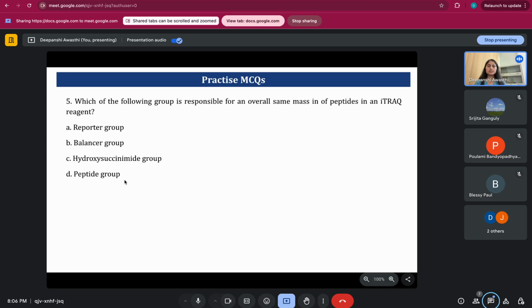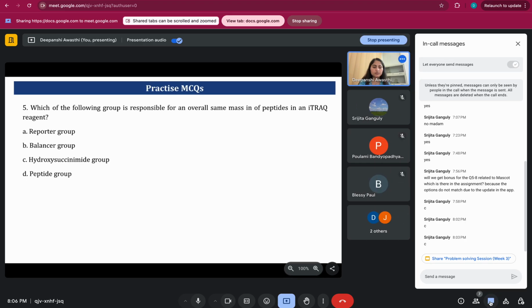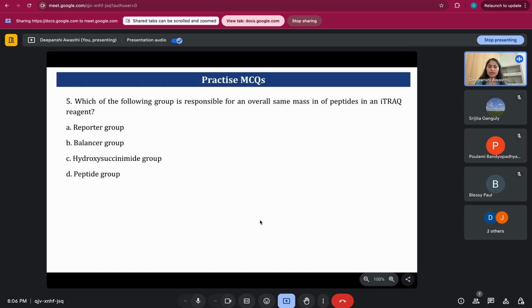So I just want to give you a little idea about iTRAQ, how the labeling is done. Don't worry, I'll quickly end the session, not many questions are left. Okay, so anybody wants to answer? Okay, I will tell you the answer.